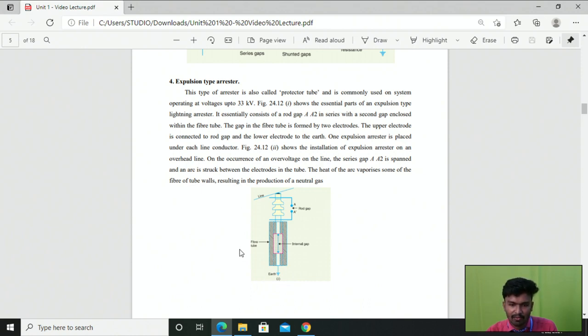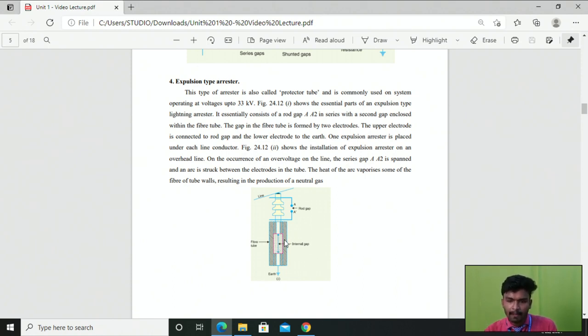See, on the occurrence of any over voltage on the transmission line, what will happen? In the series gap, A and A dash is spanned and then the arc is struck between the electrodes in the tube, right? So during the normal operating condition, what will happen? We don't have sufficient voltage to create an arc between these two rod gaps. So the gap remains open, right? It does not conduct. So the first gap as well as the second gap does not conduct during the normal operating condition.